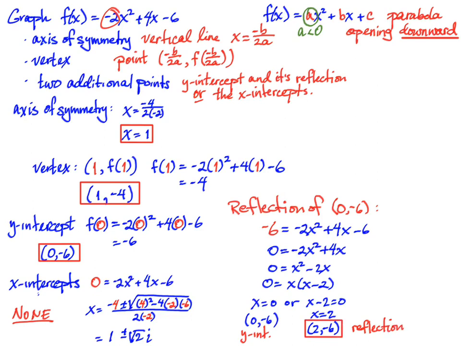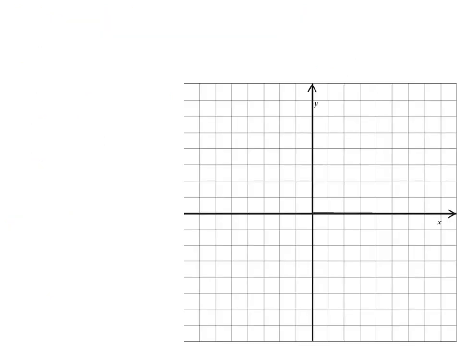So now we've got 3 points. We've got the vertex, we've got the y-intercept, and then we've got the reflection of the y-intercept. And we've got the axis of symmetry, so we can tell if our graph looks right. So let's put it all together and get the graph of this quadratic function. We're going to graph f of x equals -2x squared plus 4x minus 6 using those properties.